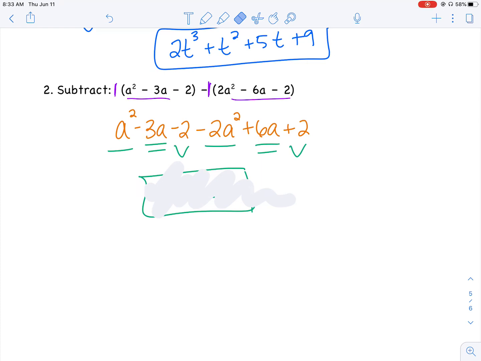And then I'm going to combine my like terms. I got a final answer of negative a squared, or negative 1a squared, plus 3a. Hopefully you got the same thing as me.